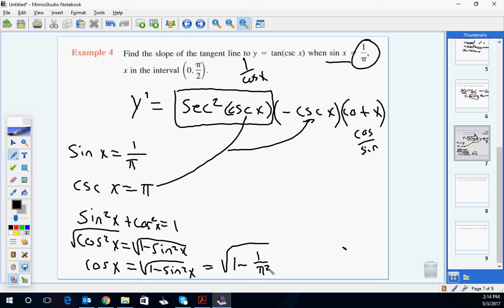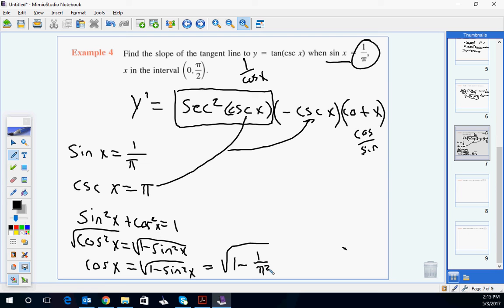So 1 squared is 1, pi squared is pi squared. Here I put 1 over pi in here. That's what cosine is to us, because you could put the pi in both the secant and the cosecant. Secant squared is equal to 1 over cos squared x.